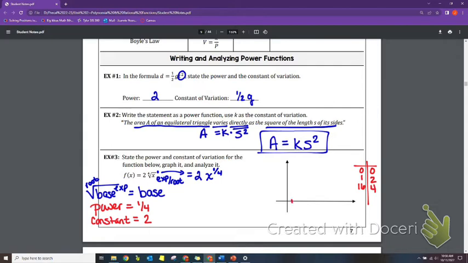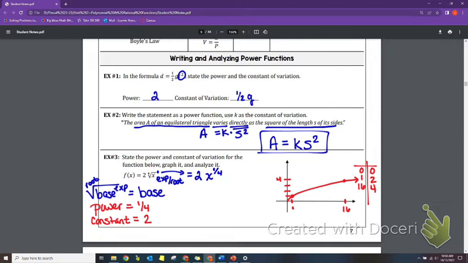So we would have like 1, 16, and that could be our 4. So it looks like a square root. It's an even root, so it's going to have the same shape, just the numbers are a little different there.